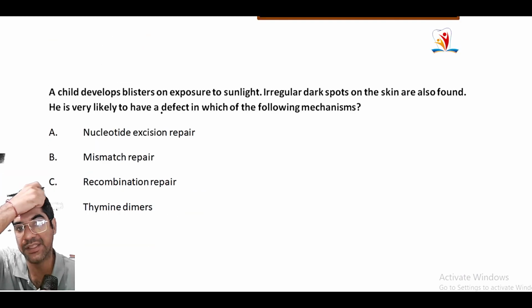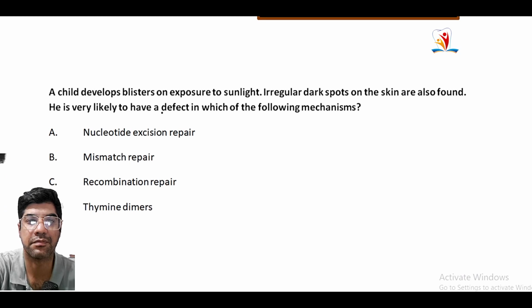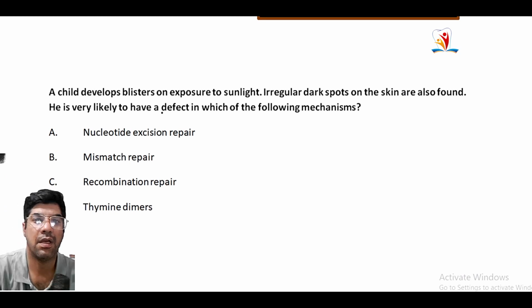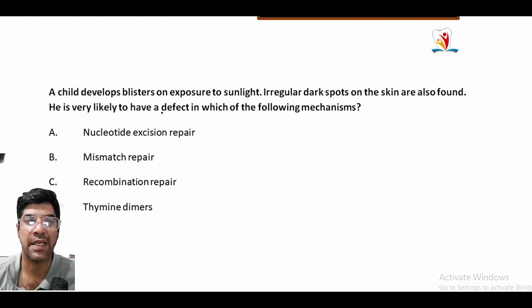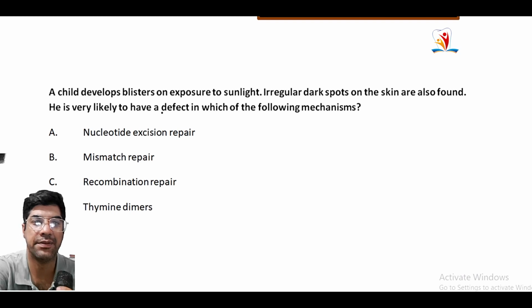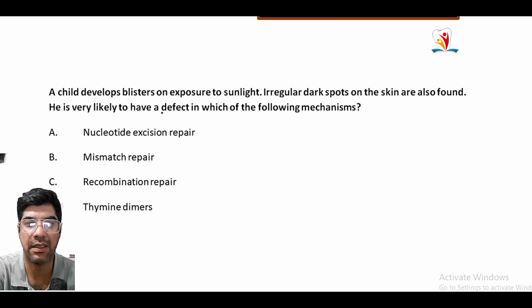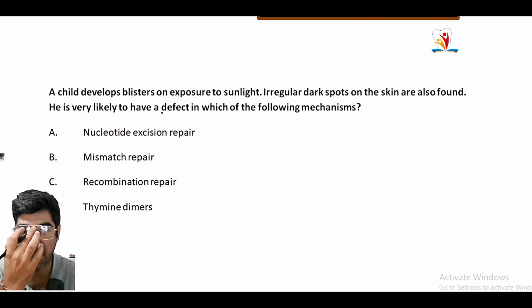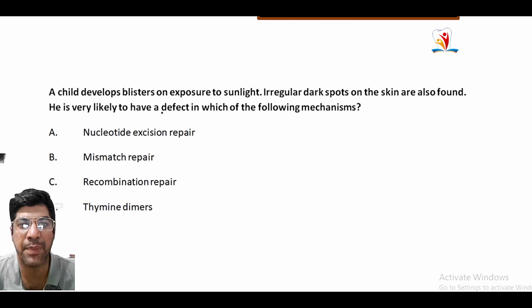A child develops blisters on exposure to sunlight. Irregular dark spots on the skin are also found. Which of the following is likely to have a defect? The defect lies in nucleotide excision repair. Nucleotide excision repair is a DNA repair mechanism responsible for removing and repairing UV-induced DNA damage, such as thymine dimers caused by exposure to UV rays from the sun.